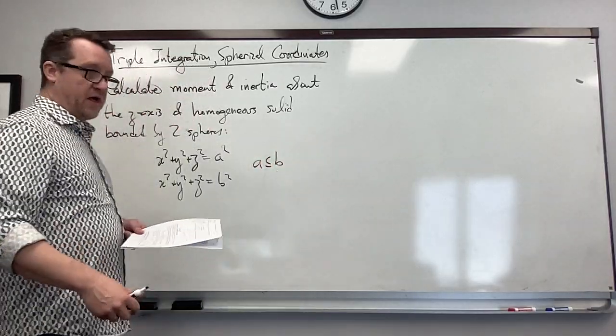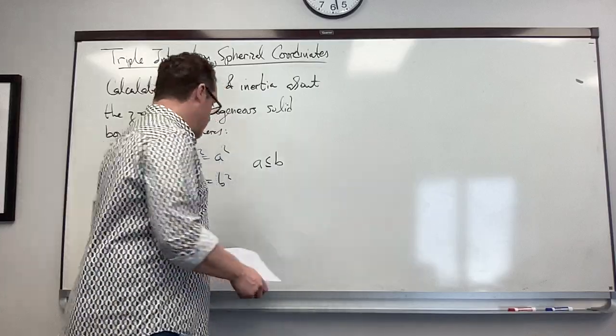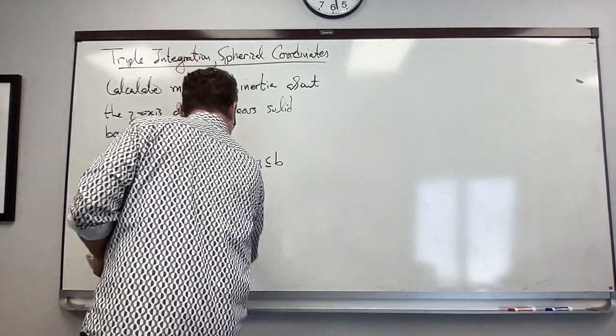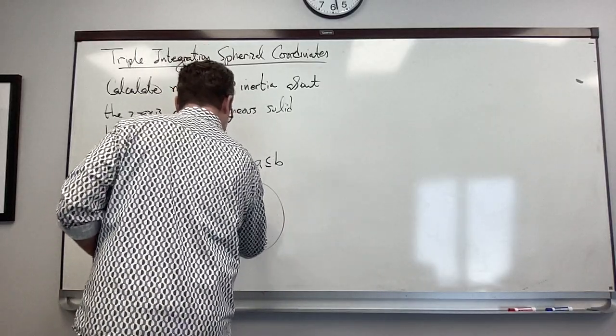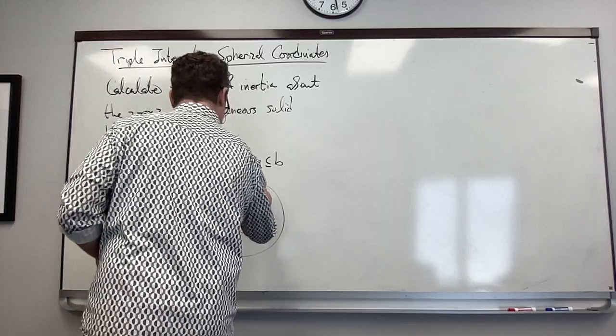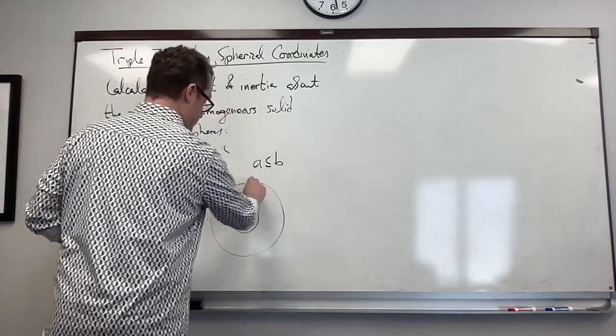So this is a thick-walled hollow sphere, right? We've got this is b, this is a, and this is a sphere, right?